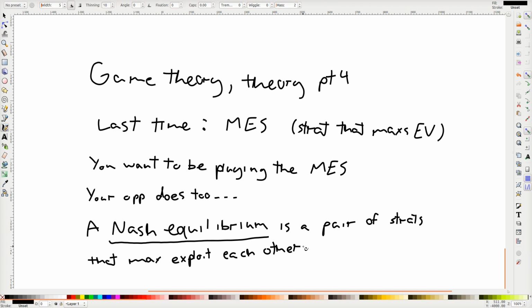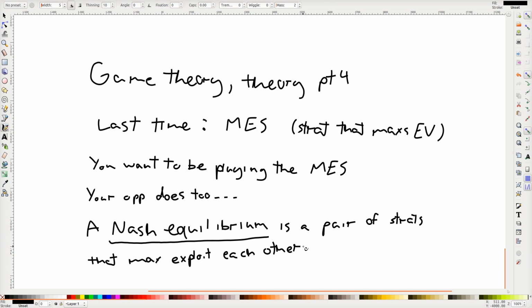One way to get a little bit of intuition is to notice that if you're both maximally exploiting each other, neither of you can change your strategy and improve. And so that's an equivalent definition of the Nash equilibrium. It's a situation where neither of you can improve your expected value by changing strategies. And that's maybe a little bit more understandable.